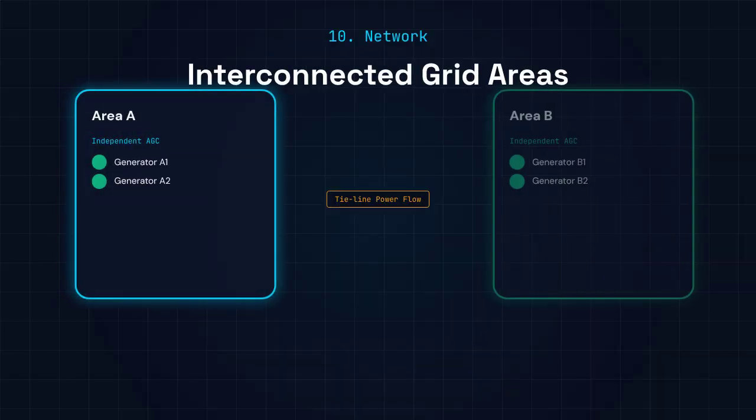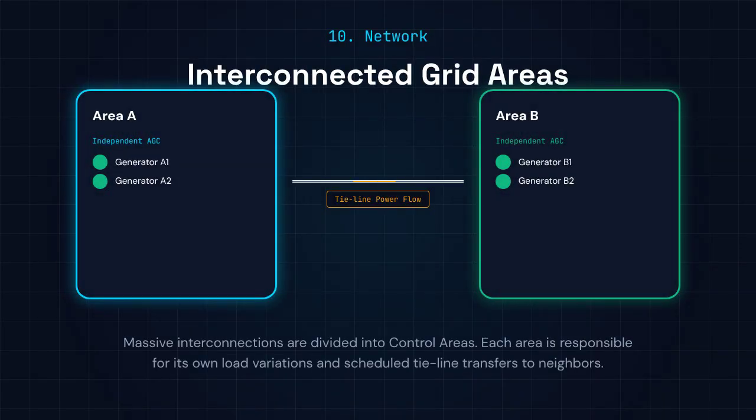Modern grids span multiple control areas connected by high-voltage tie lines. Each area has its own AGC system. Each area is responsible for controlling its own area control error, not relying on neighboring areas. Tie line flows are carefully scheduled and monitored to prevent one area's problems from spreading.